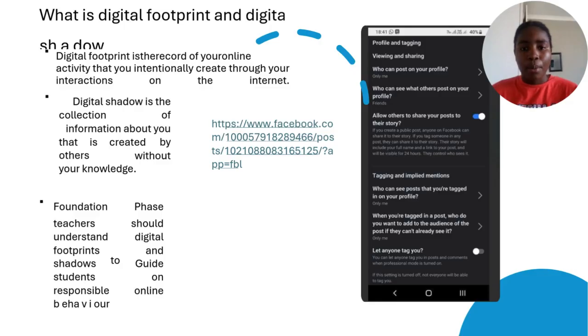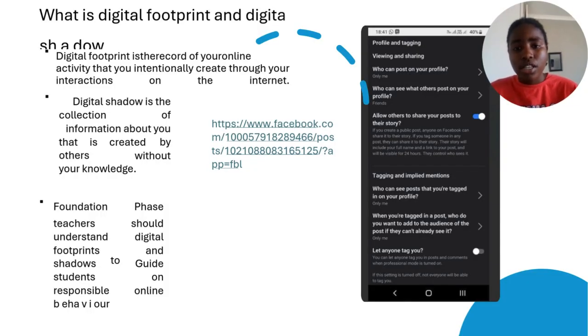Now we're going to talk about digital footprint and digital shadow. Digital footprint is the record of your online activity that you intentionally create through your interaction when you are online. This includes your comments, your posts, and your reactions. For example, what you post when you are online on Facebook, Instagram, etc. Digital shadow is the collection of information about you that is created by others without your knowledge.